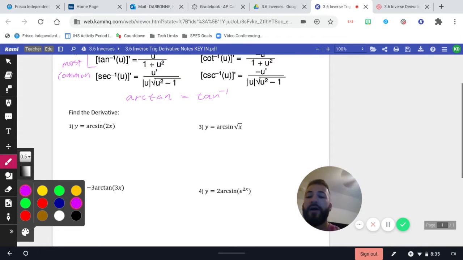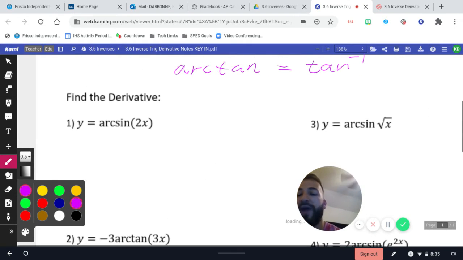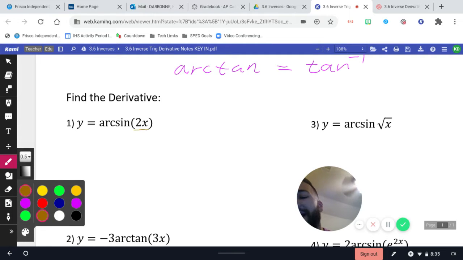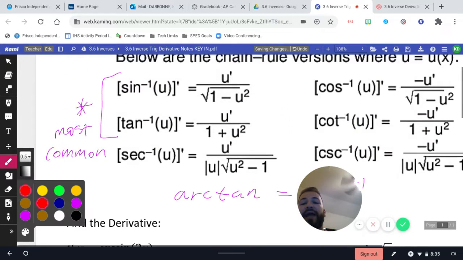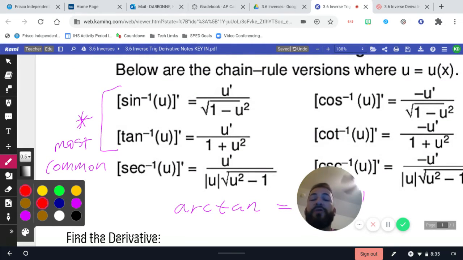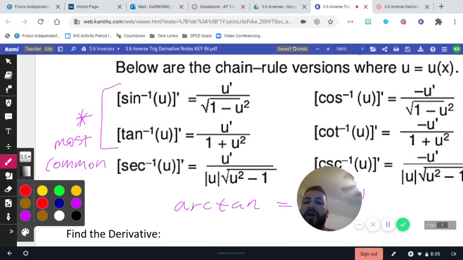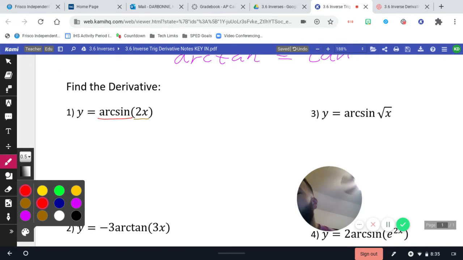So number one, I have arc sine of 2x. So 2x is my u, or my chocolate, my inside. Arc sine is my outside. So I'm really just applying the formula. So arc sine's derivative is u prime, the derivative of u, over the square root of 1 minus u squared. So the 1 minus the original squared. So u prime, the derivative of 2x, would be 2.